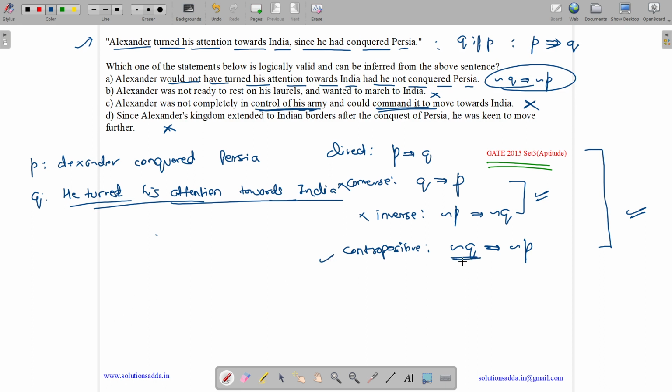So what will be the contrapositive? Negation of Q, which means he would have not turned his attention. Negation of Q is not turned his attention if he would have not conquered Persia, which is our option A. Would have not turned his attention towards India had he not conquered Persia. So the correct answer is option A, as it is the contrapositive of the given statement.